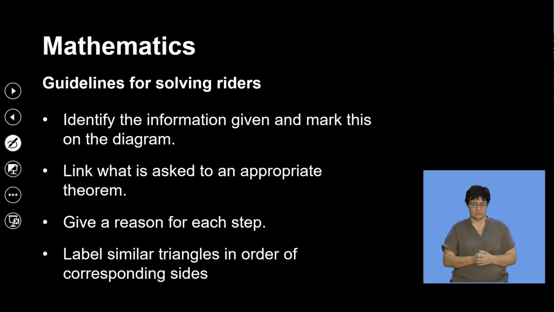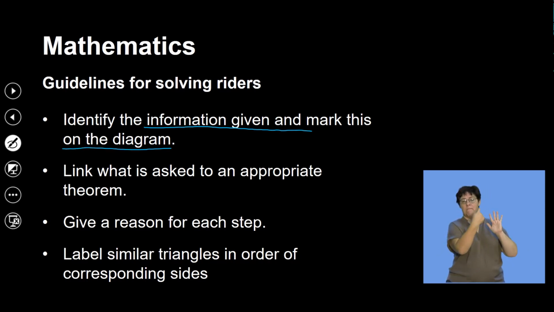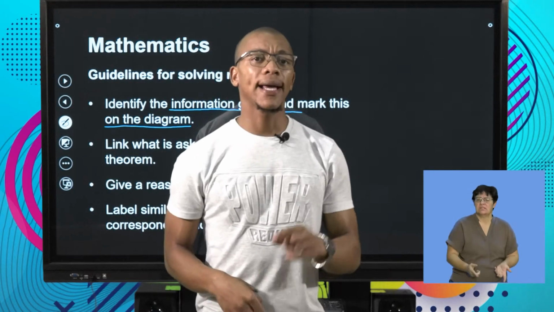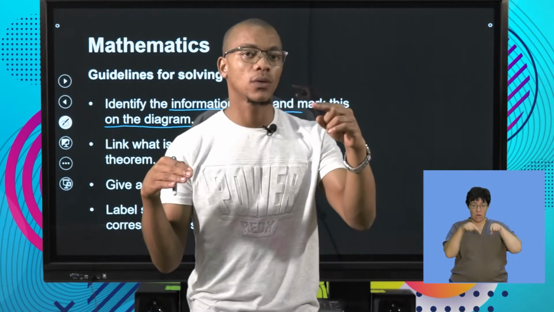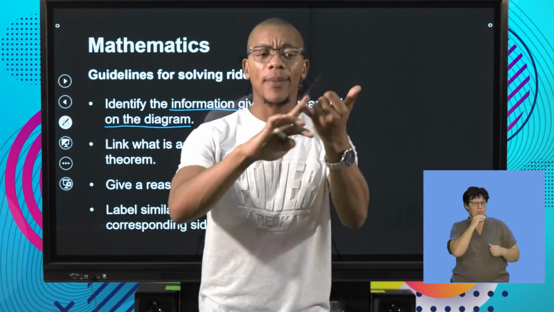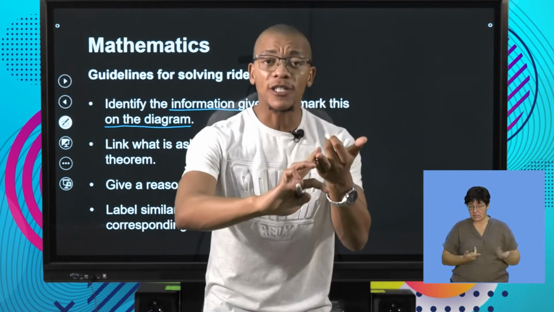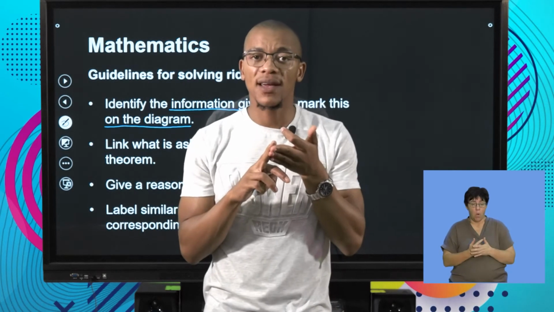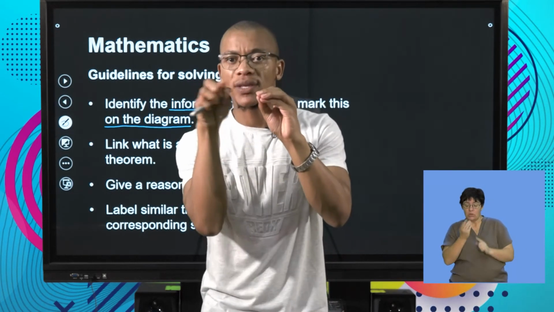Now, when solving some riders, guys, because I know this is one of the problems that you are dealing with, let me give you some information that I know will assist you in solving this. One, make sure that you identify the information that is given and mark it on the diagram. What do I mean here? As soon as I say to you, line 1 is parallel to line 2, immediately you need to think about the properties of those parallel lines. I might have alternate angles, corresponding angles, or co-interior angles. I must go to my diagram and show them on the diagram.